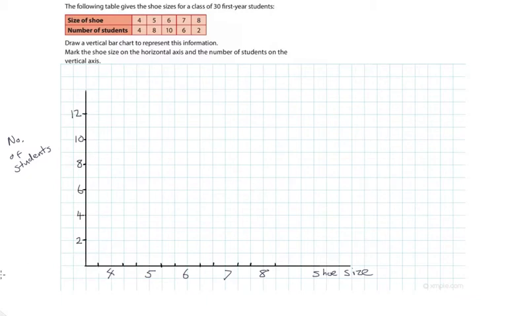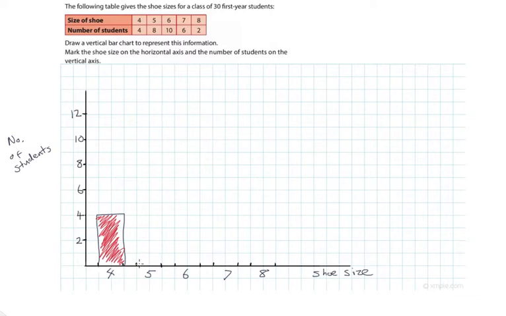All right, so let's see, did you get it correct? So first of all, size of shoe, let's have a look up here. 4. There are 4 students with a size 4 shoe. So we draw a line going up, and we go across, and we go down. And just like before, we are going to color it in, just so it looks visually more appealing.